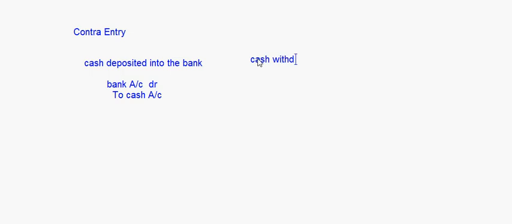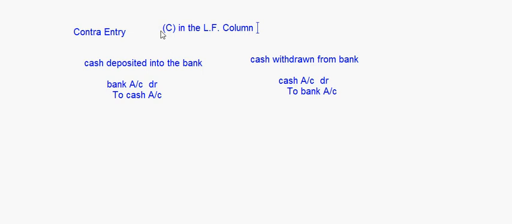Another one can be cash withdrawn from bank, for office use. For personal use it becomes drawings. This is for office use. So here you will have cash account debit to bank account. This is what we do, right? Now, when you have such transactions in the cash book, you will record it as a contra entry, and the contra entry is represented like this. You will put it within a bracket. You will write C in the ledger folio column, which will tell us that this is a contra entry.